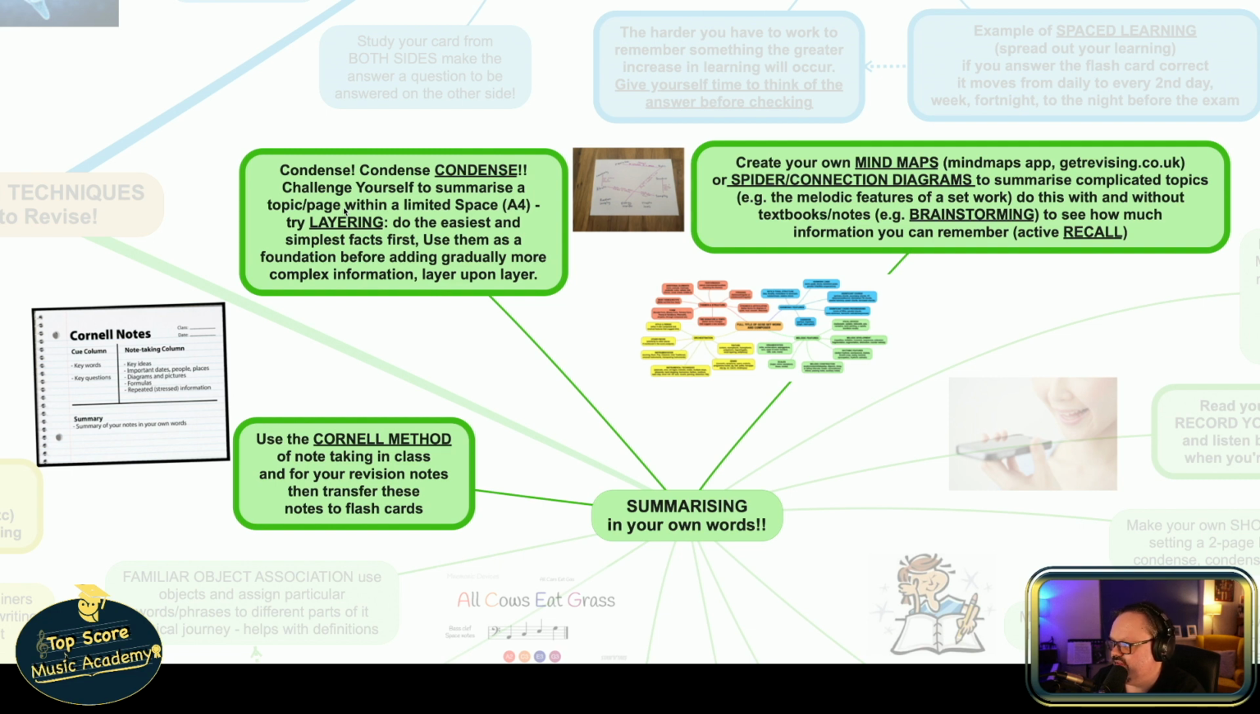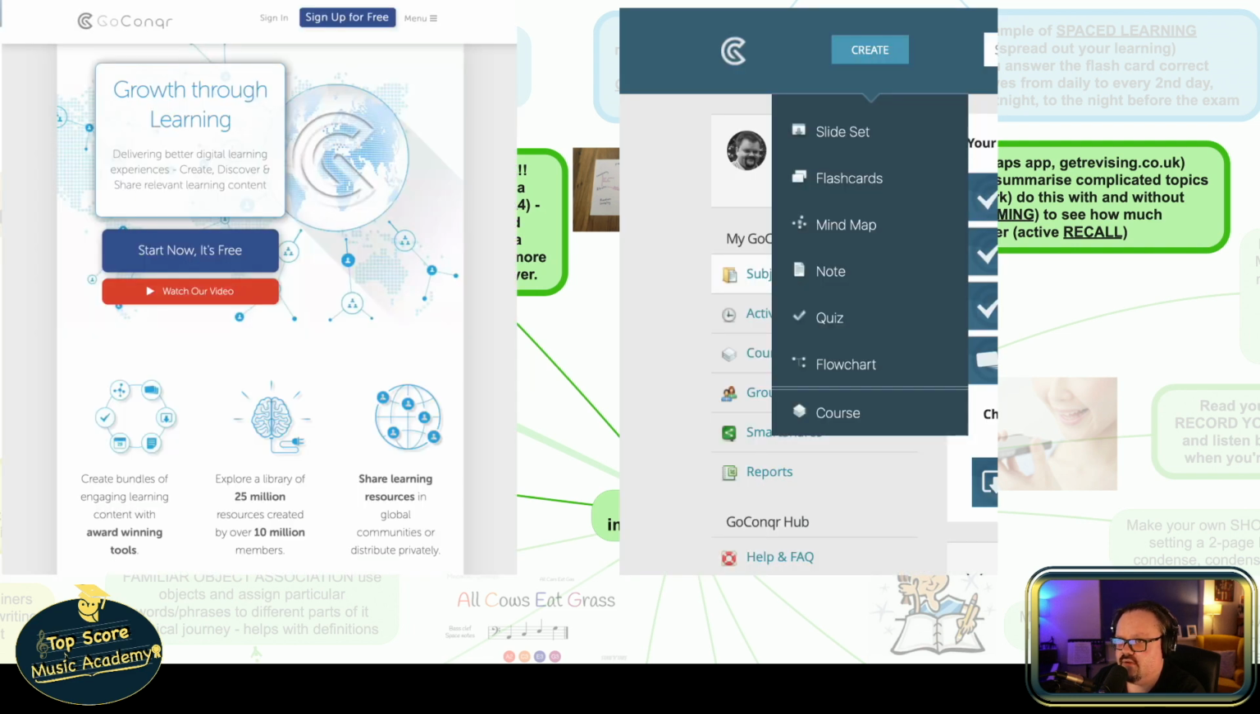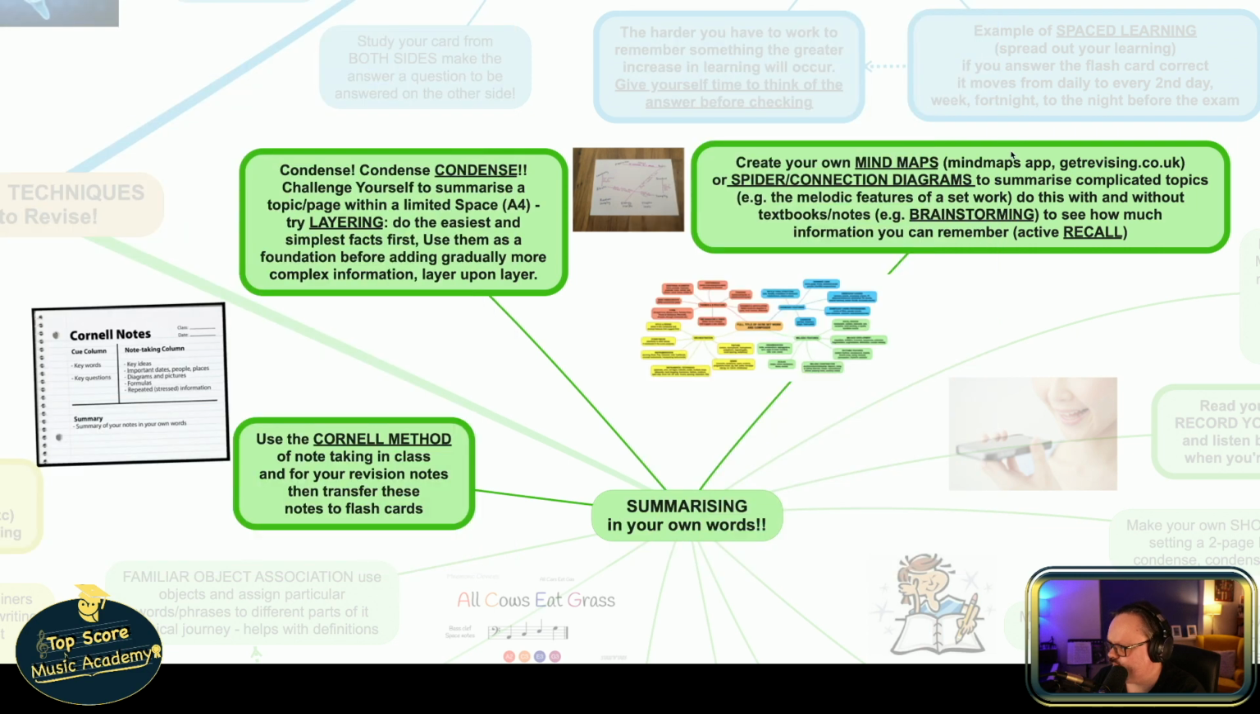Yeah, there's loads of places: mind map apps, getrevising.co.uk, GoConqr that I mentioned before, really, really good. Have a check out GoConqr if you haven't heard. GOCONQR, Go Conquer. Yeah, I'll probably have a wee link somewhere in the video. Yeah, so use those mind maps or spider diagrams to summarize complicated topics.